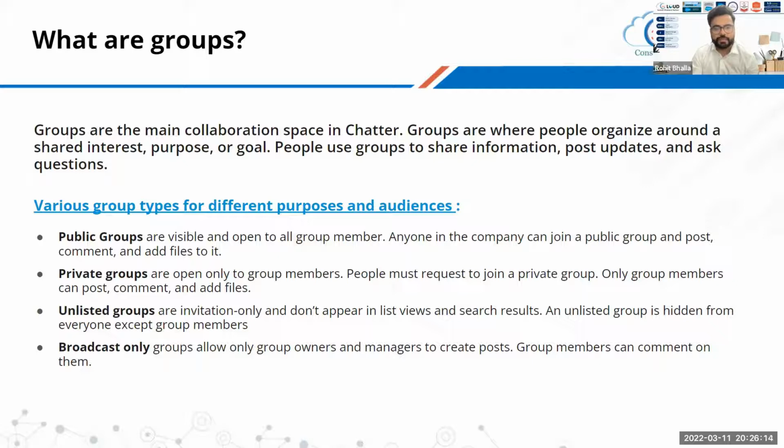Now the unlisted group, you can say that this is a hidden one. You cannot search for this group. It won't come in the list view either. Basically the admin or the creator will send you the request to get into that group. That's why we call it a hidden group. And then broadcast only. Let's suppose you have a team or an organizational group where the HR and senior management can post, and everyone else can comment on it, but they cannot post anything over there. That's a broadcast group.